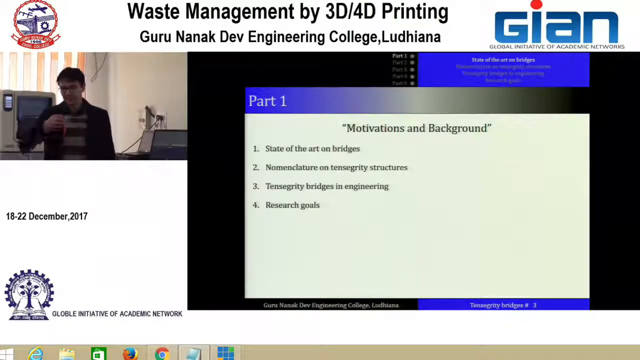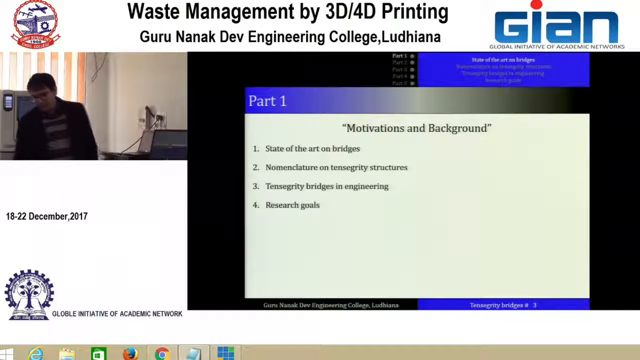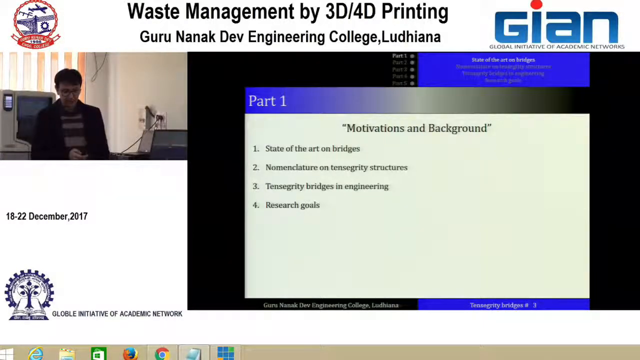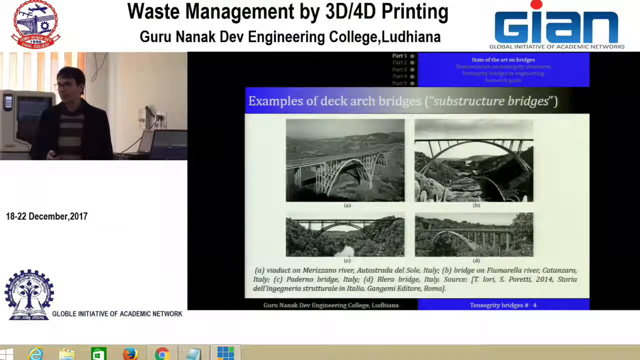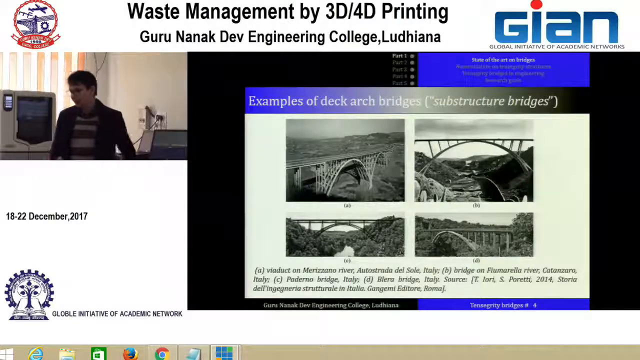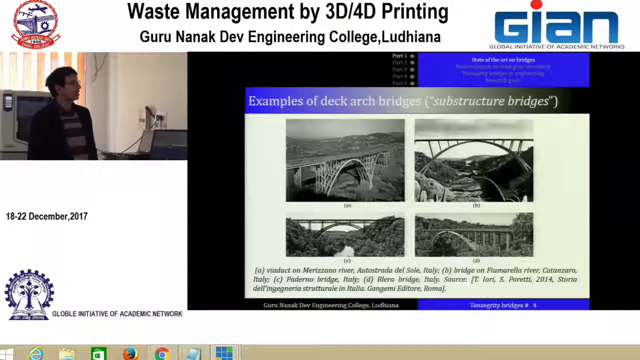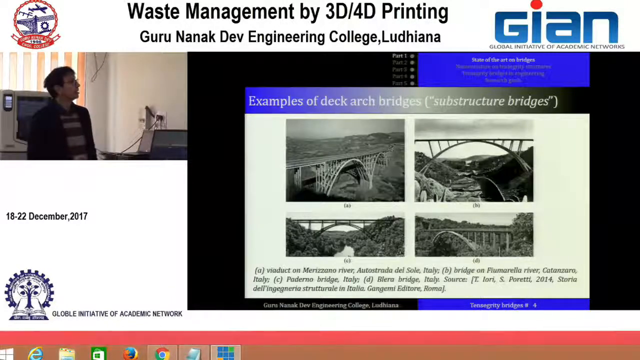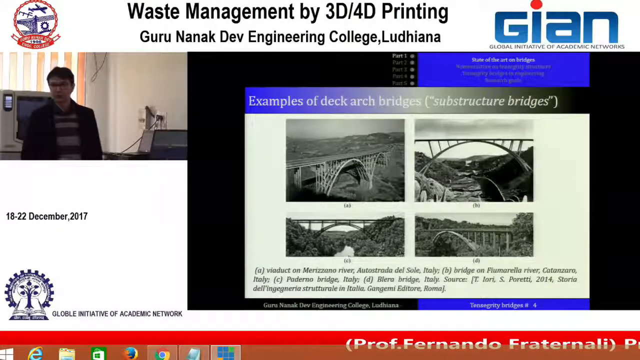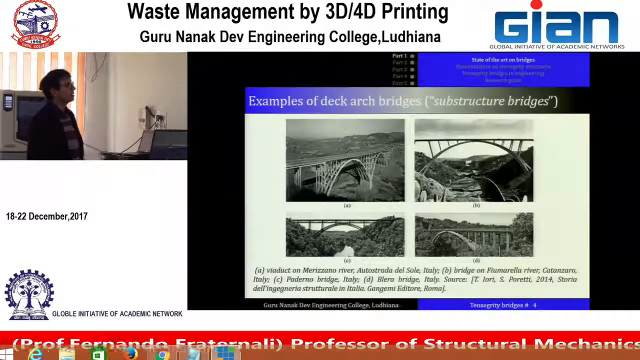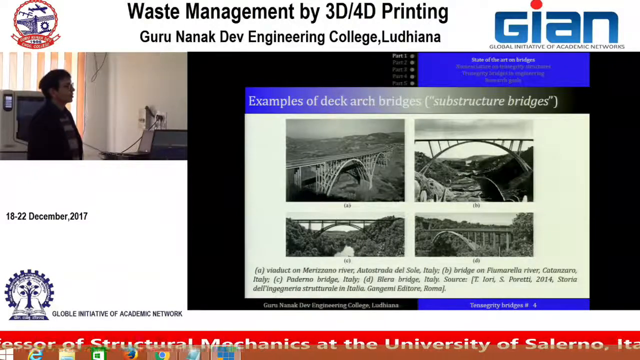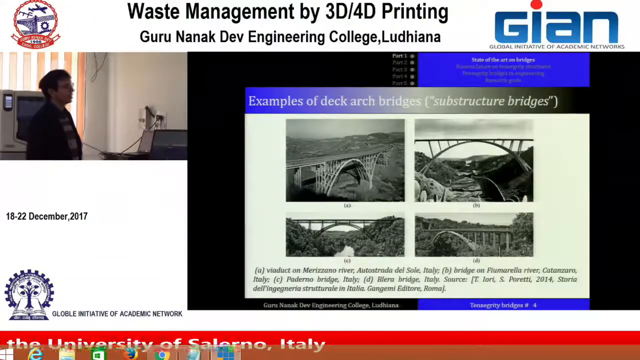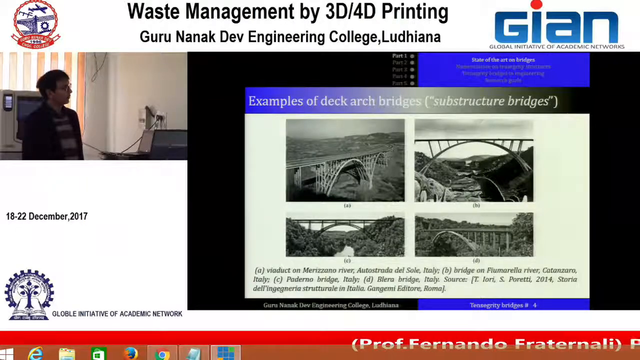bridge engineering, which is a popular topic in civil engineering, structural engineering. So the bridges are usually divided in several categories, but two main categories that we can mention are substructure and superstructure bridges. So what do we mean by that? A substructure bridge is a structure such that the road passes above the supporting structure. So the road is above the supporting structures.